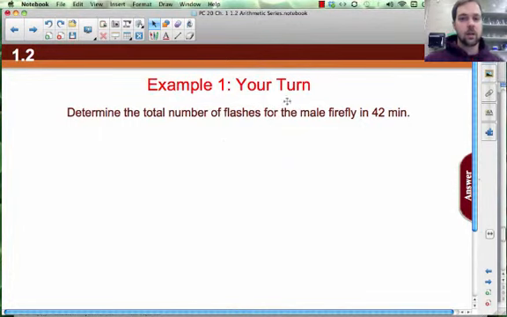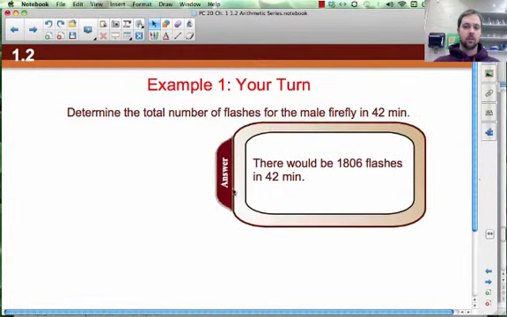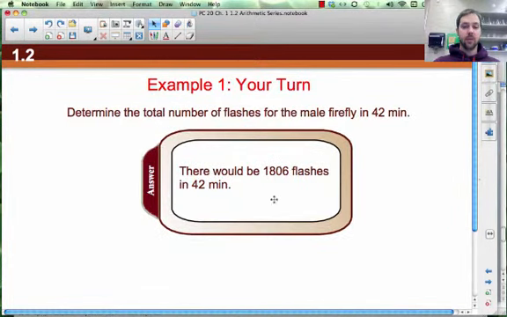All right, so here's a your turn for you to go ahead and try. Looks fairly simple. Hit pause when you come back. The answer will be ready for you. So here's the answer. In the first 42 minutes, there will be 1,806 flashes.